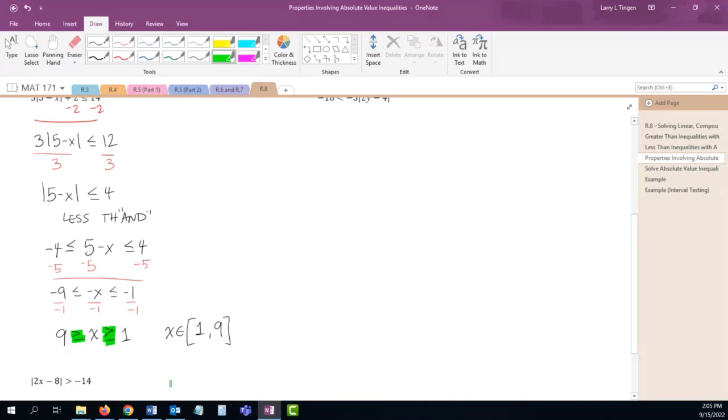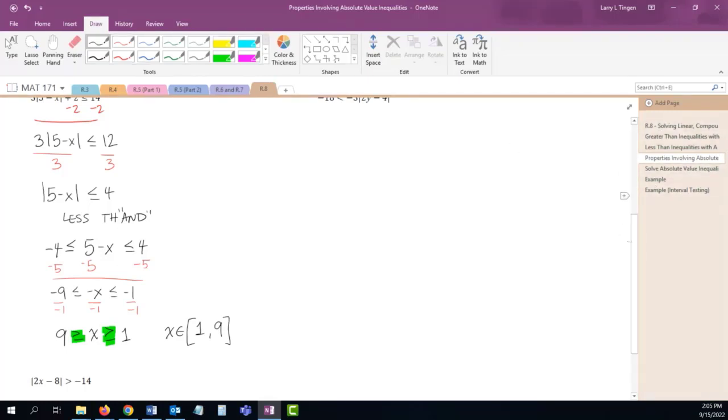Now, I know the 1 and the 9 have switched places. That's just a result of dividing by the -1, which caused everything to change direction, so it feels backwards. But if x is greater than 1 and less than 9, we start at 1 and we go up to 9. We don't start at 9 and go down to 1.